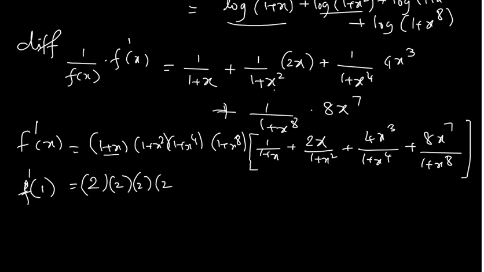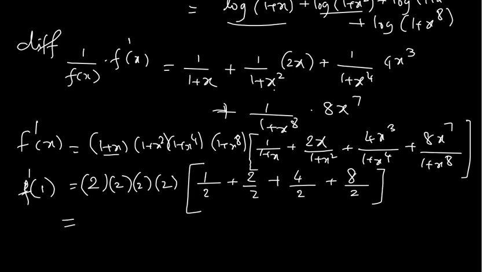Then this is 1 by 1 plus 1 by 2 plus 2 by 2 plus 4 divided by 2 plus 8 divided by 2. So when you simplify this, this gets 16 here. Half, this becomes 1, this becomes 2, and this becomes 4. So 1 plus 2, 3, 3 plus 4, 7, 7 and a half. 7 and a half is nothing but 15 by 2. So 120. That's the answer.